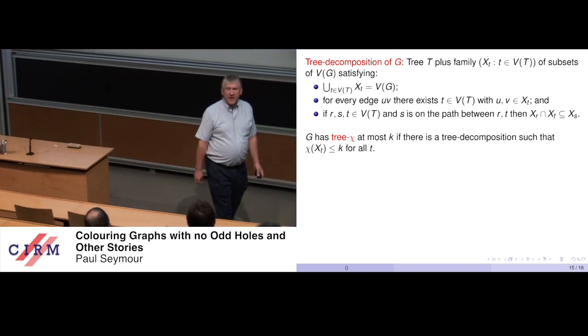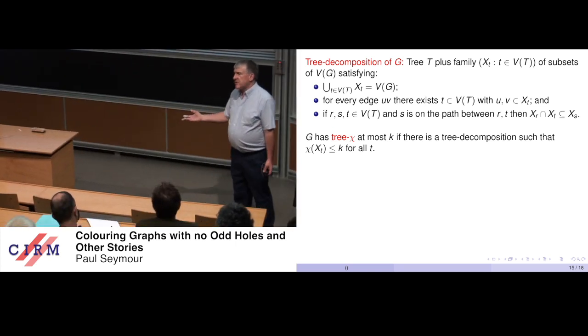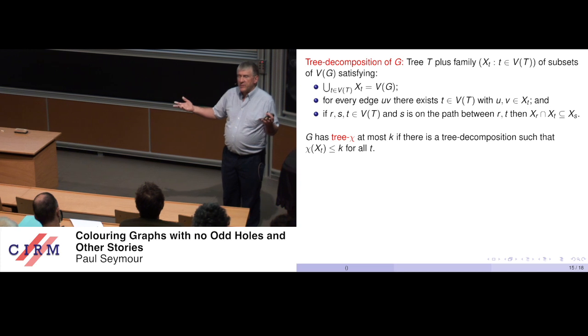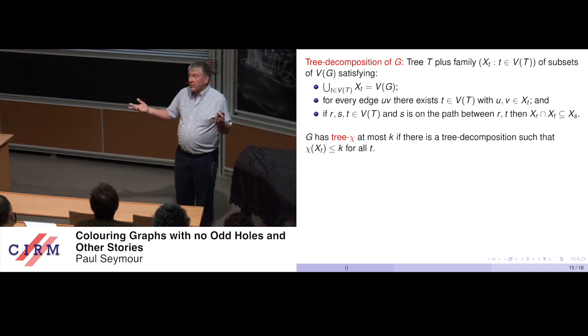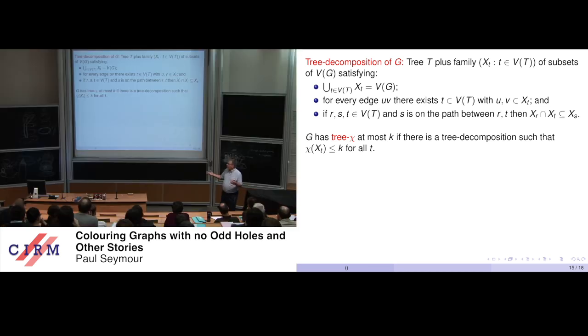I mean, you can also define path width, and there's all this stuff about path width and tree width and what the difference is, and there are graphs with small tree width and big path width. For instance, big binary trees have small tree width and big path width. But you can define path chi. First question: is tree chi equal to path chi for every graph? Can't possibly be true. Please give me a counterexample.